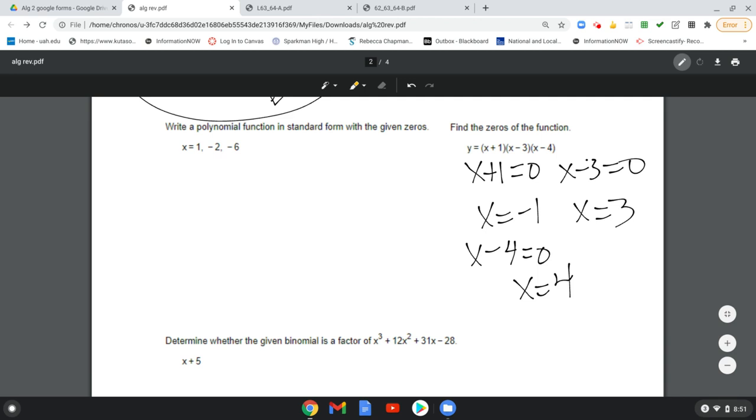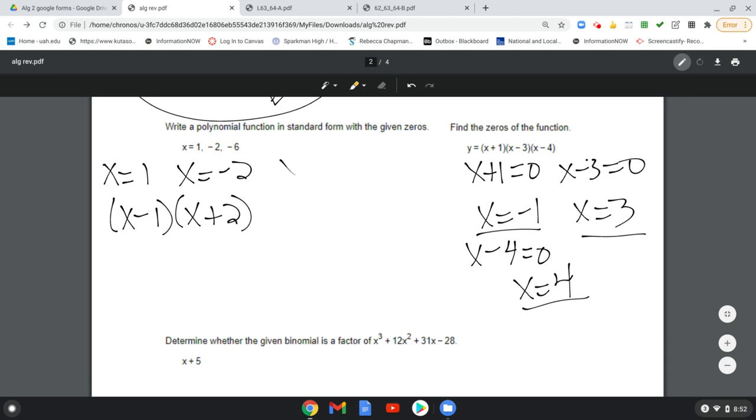So the question on the left does the exact opposite. It gives us the answers, and we have to put it back into the equation form. So it gives me x equals 1, which turns into the factor x minus 1. It gives me x equals -2, which turns into the factor x plus 2. It gives me x equals -6, which turns into x plus 6.